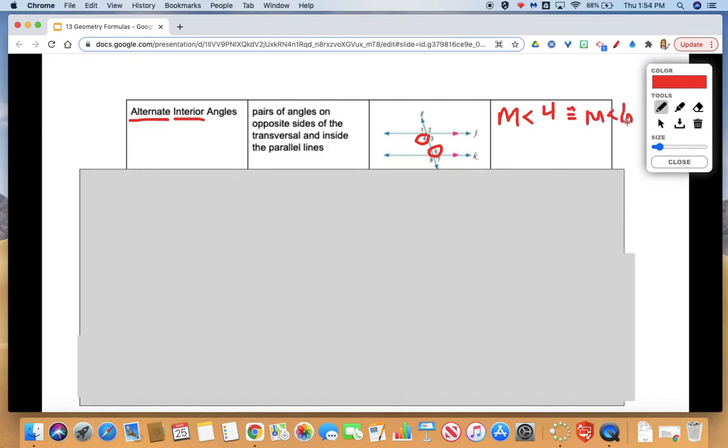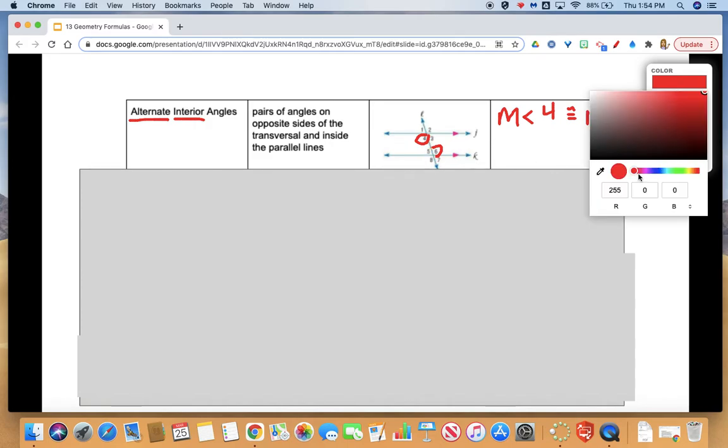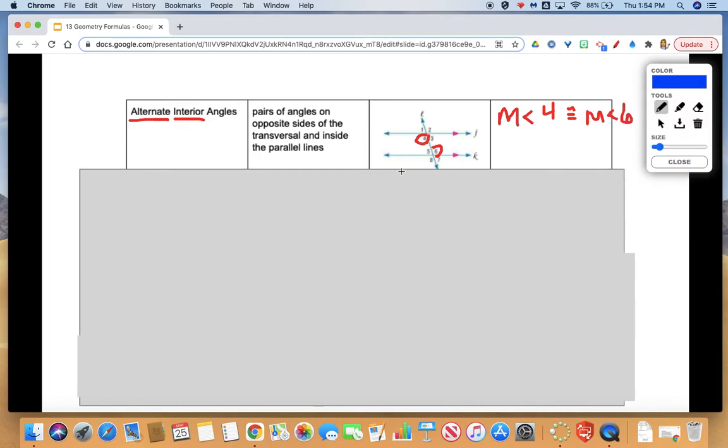There's one other set of alternate interior. Can you spot it? Angle 3 is on the inside of our parallel lines, and if we look at the alternate interior on the other side but still inside the parallel lines is a 5. So angle 5 and angle 3 share the same measurement.